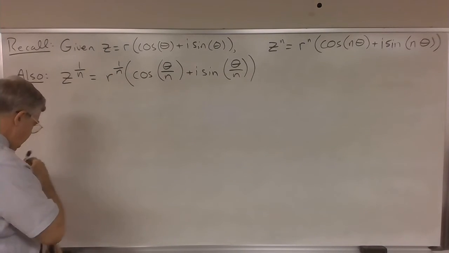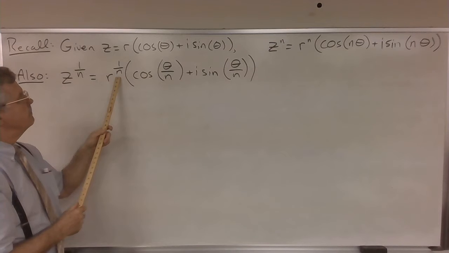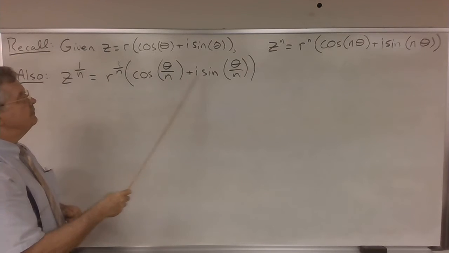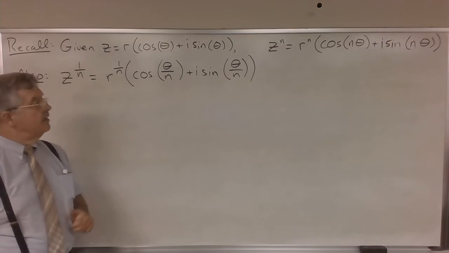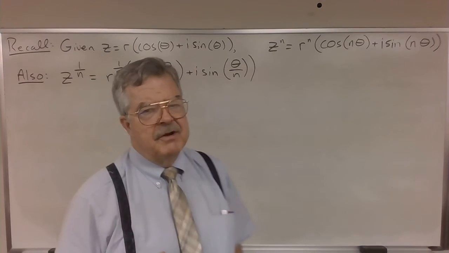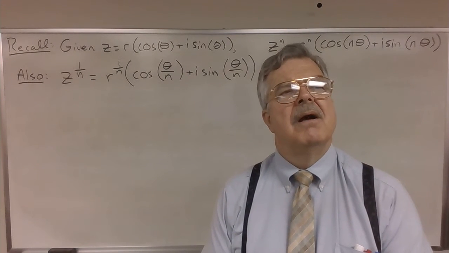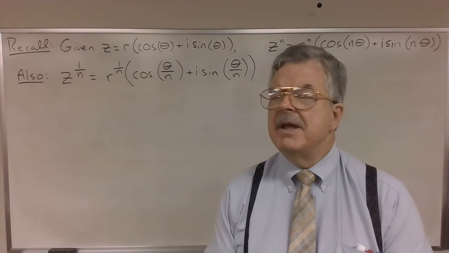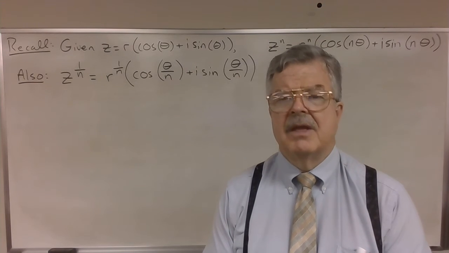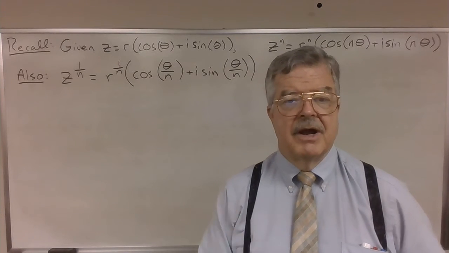What we get is the modulus to the 1 over n power, and the angle associated with z is divided by n. This actually holds true. But there's more. Think about it. How many roots do we usually associate with a real number? How many square roots do we usually associate with a positive real number? 2, right?